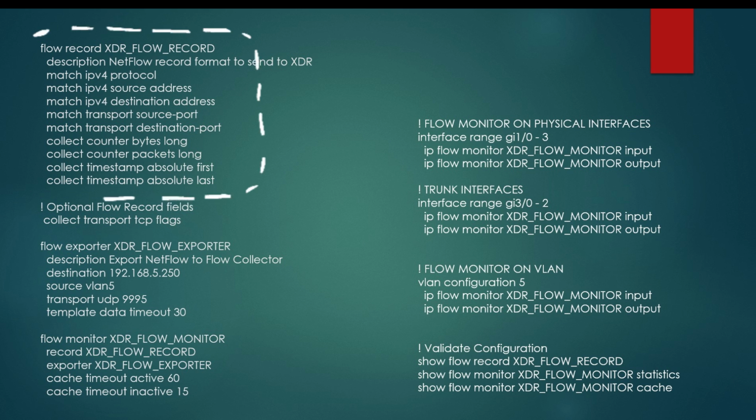Now there are optional fields, and you see right below that I'm adding in an optional flow record field for collecting transport TCP flags. We have the mandatory ones, those 9 tuples. Cisco XDR can consume some other information as well, and since this switch can send it, I'm going to also send along the TCP flags that are available with it too.